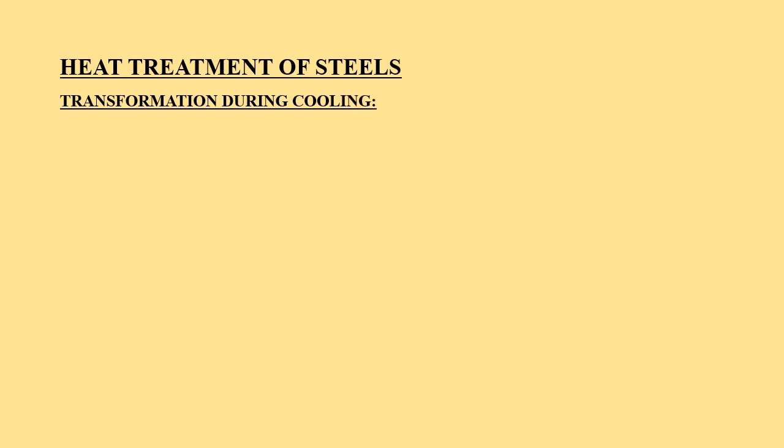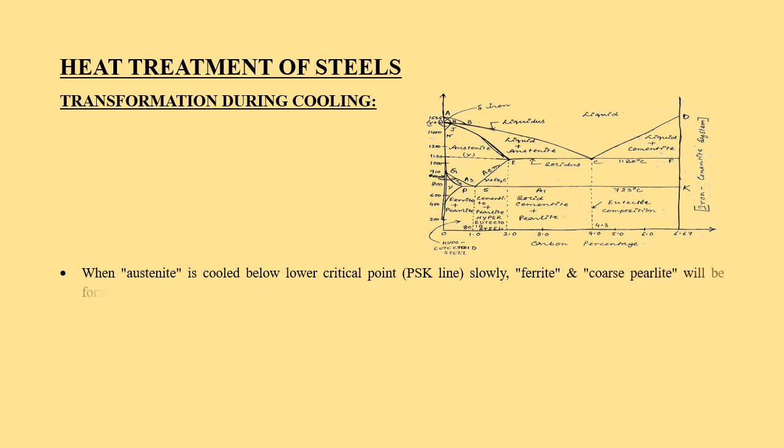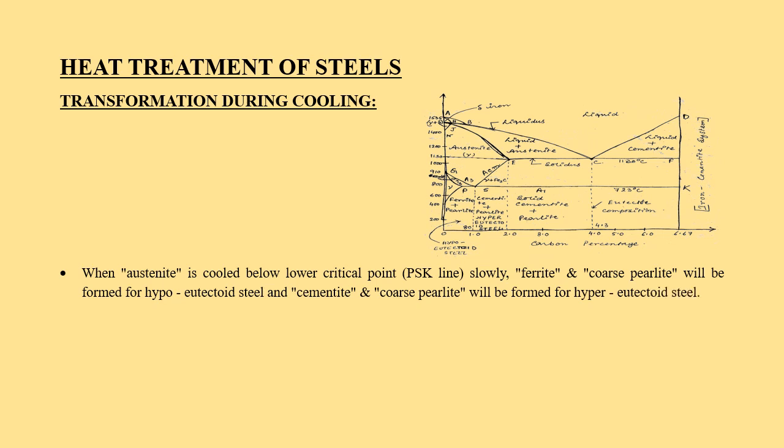Transformation during cooling. When austenite is cooled below lower critical point slowly, ferrite and coarse perlite will be formed for hypoeutectoid steel, and cementite and coarse perlite will be formed for hypereutectoid steel.